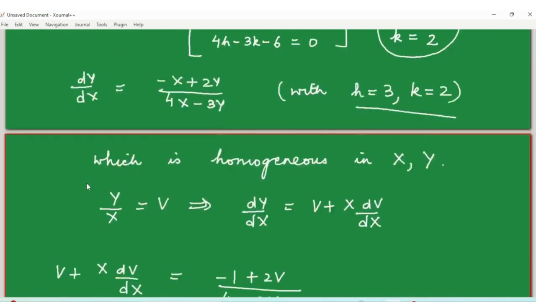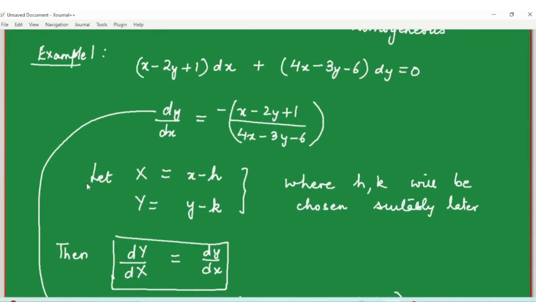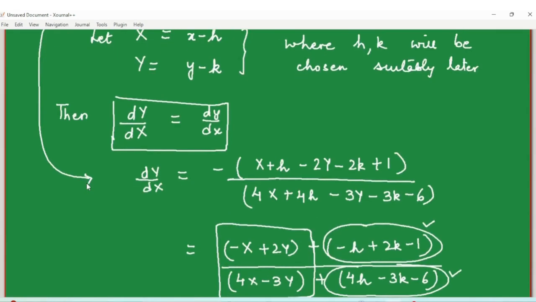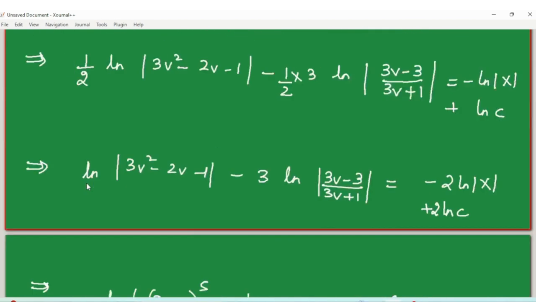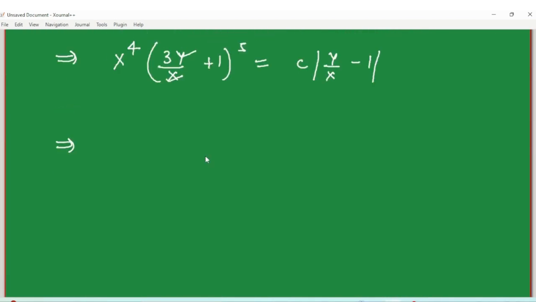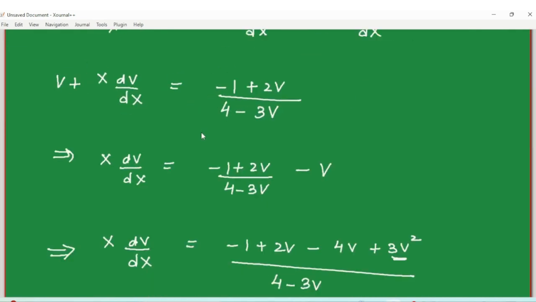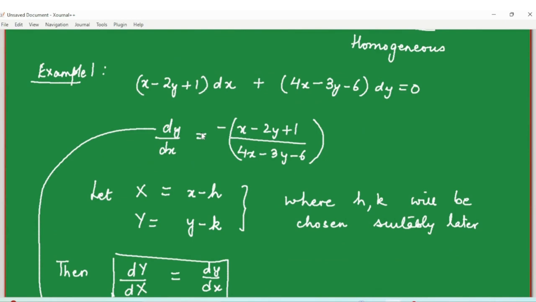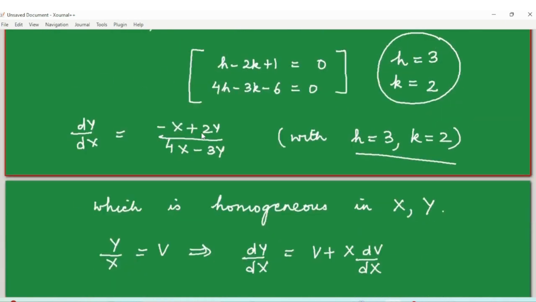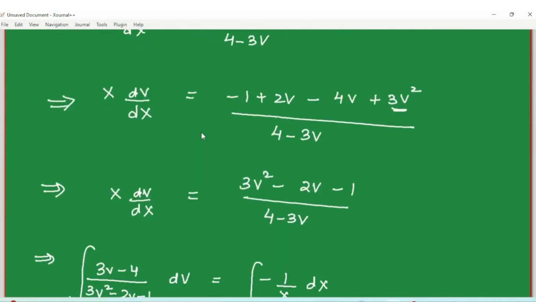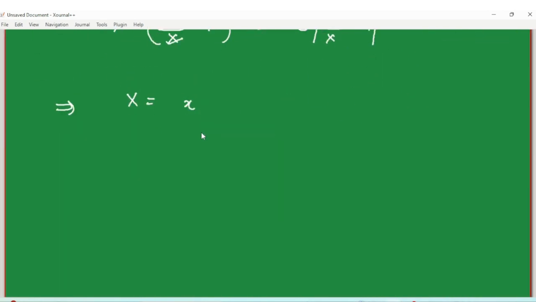So do not forget to replace the value of small x and small y. If you go back, you see small x happens to be capital X plus h, and h is something that we found out during the procedure. So capital X is x minus h. H has taken the value 3. So x minus 3 comes here, and similarly capital Y is y minus 2.